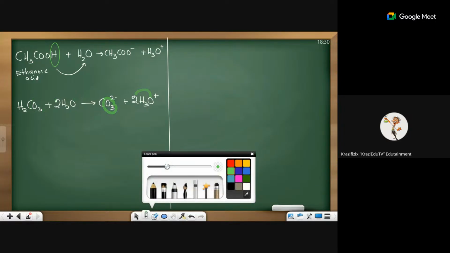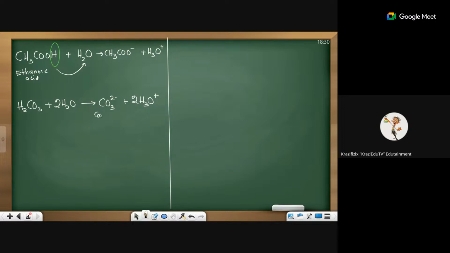Okay? And all of this, I wrote the names for you. This is carbonic acid earlier on. This is carbonate ion. That's hydronium ion that we did. Let's try this. Then we'll look at a base. Now, why am I writing 2 there?